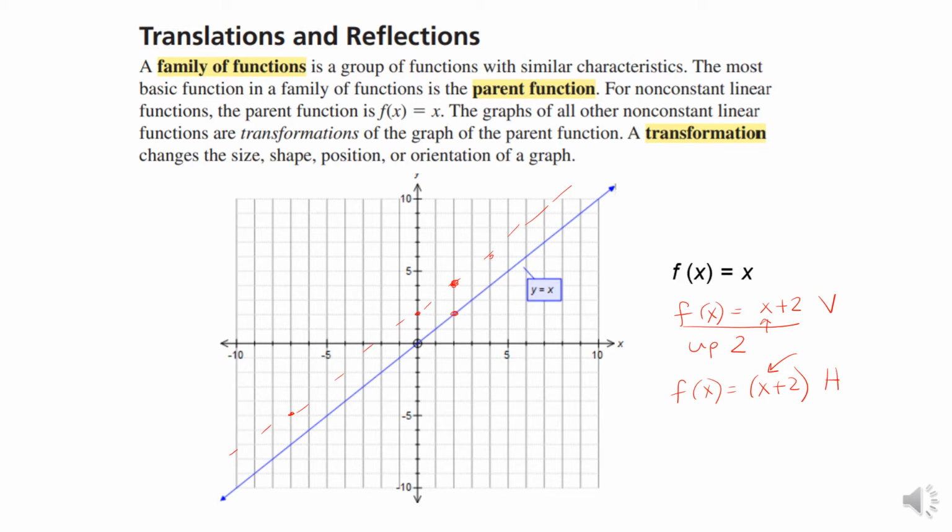Now, the funny thing about horizontal is it's not logical. So we have to remember that if it's x plus 2, we're going to go left 2. And we're not going to worry about that right now. We're just going to memorize the rule. It'll all make sense once you get into IM2. But for now, we're just going to memorize the rule. Plus in a horizontal means left. Plus in a vertical means up.